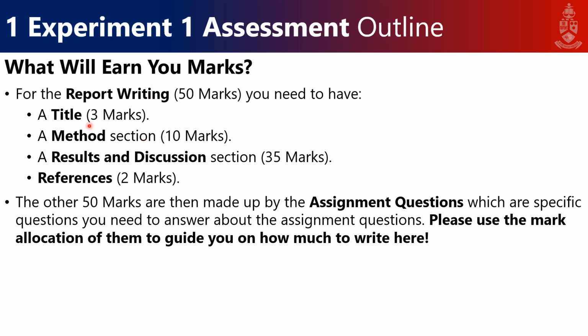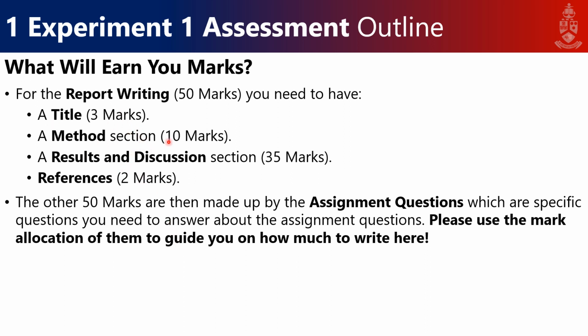For experiment 1, you'll need to make a title, have a method section, have a results and discussion section, and have references, each allocated a certain amount of marks, and that totals 50 marks. You also will have certain assignment questions, and these are detailed in your practical guide, with how many marks they count. You just need to ensure that you write enough there to actually earn this amount of marks. In other words, if the equation counts 16 marks, do not just write 2 equations as your answer, for example. It indicates that you really need to have a significant amount of things written there.